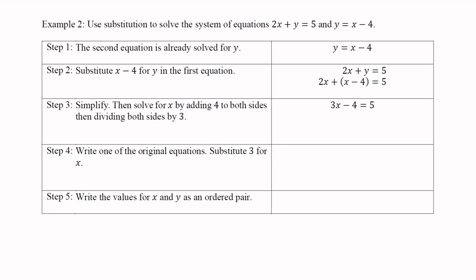2x plus x gives us 3x. Add 4 to each side, which gives us 5 plus 4 equals 9 on the right. And then divide by 3, which gives us x equals 3. Now that we have a value for x, we're going to substitute 3 in for x in the second equation. I always like to work with the equation that's going to be easier to work with. So we put 3 in for x. 3 minus 4 gives us negative 1. So our solution is the point (3, -1), our x value and our y value.